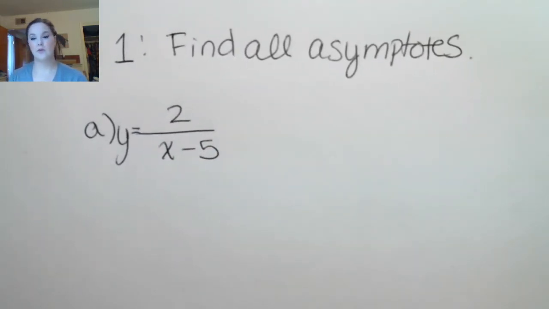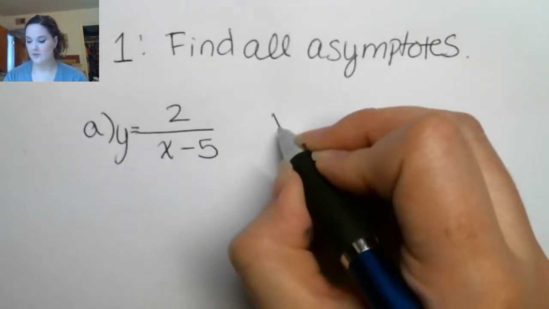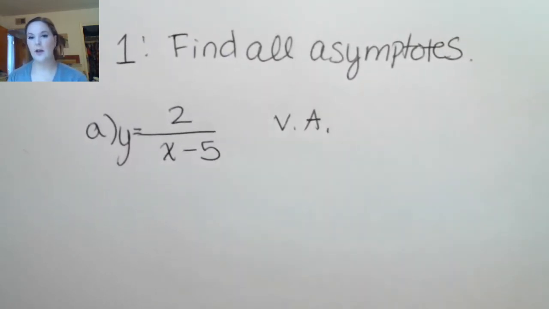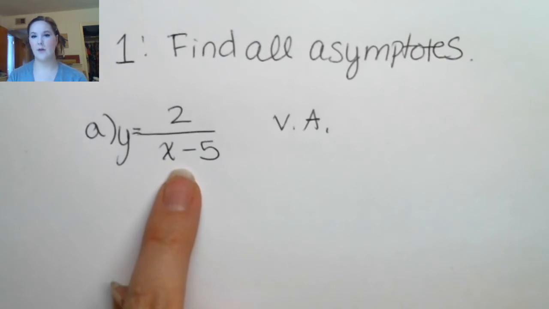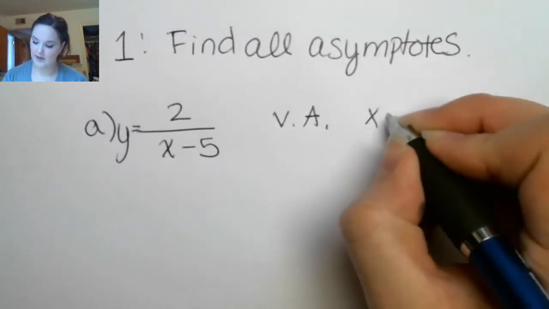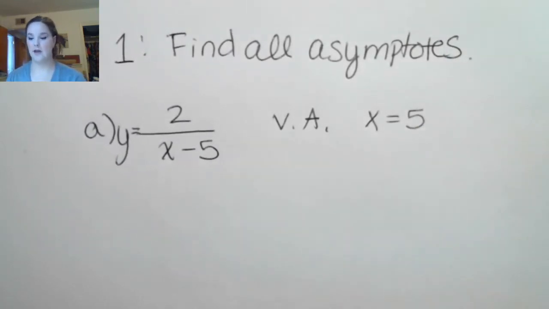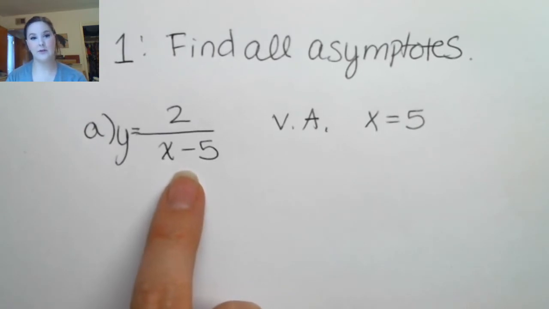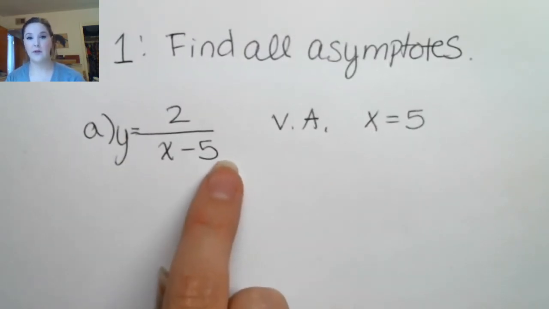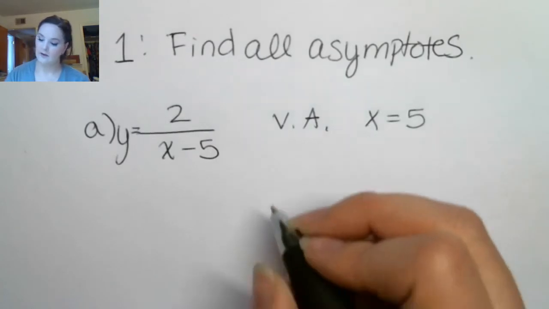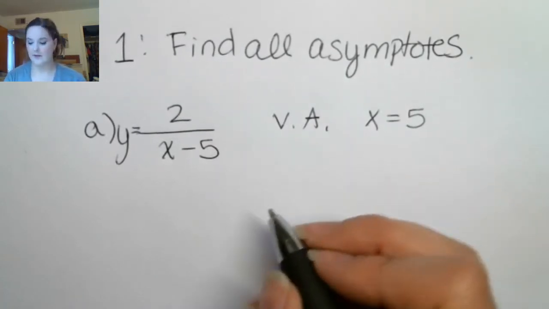Okay, so the first thing to find is the vertical asymptotes because those are the easiest. And remember, those are the roots of the denominator. So that's going to be x equals 5, because that is what makes the denominator 0, or what makes the expression undefined. Then we're going to look for horizontal or slant asymptotes.